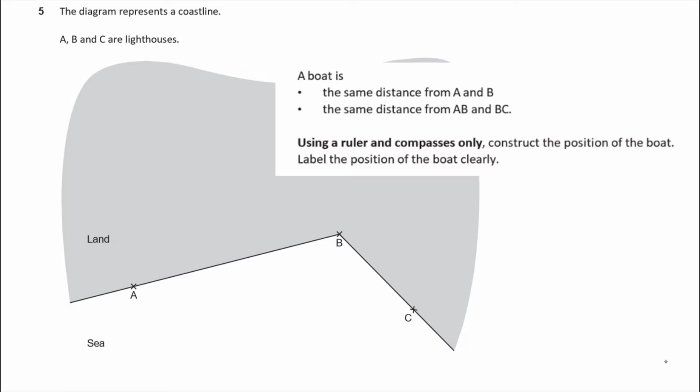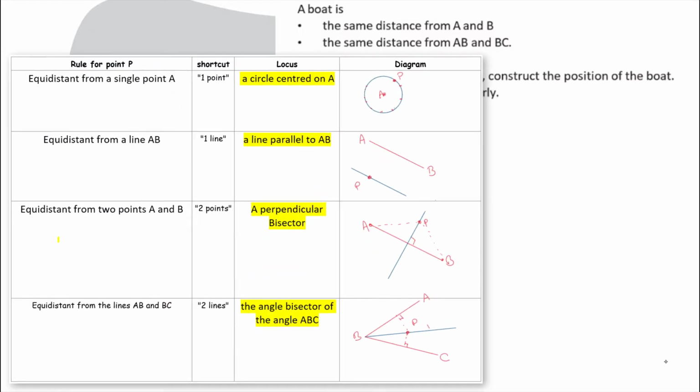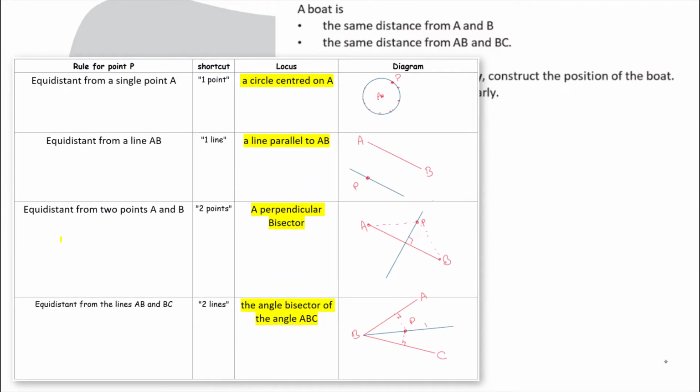Use a ruler and compasses only to construct the position of the boat. Label the position of the boat clearly. Okay, so we need to do two loci constructions here. Now, the same distance from A and B, what's that? That is the perpendicular bisector of A and B, isn't it?